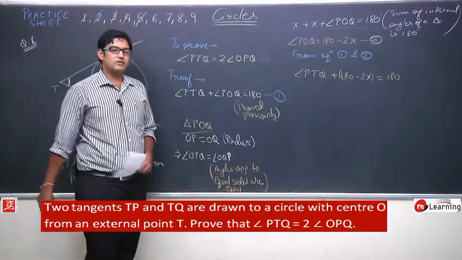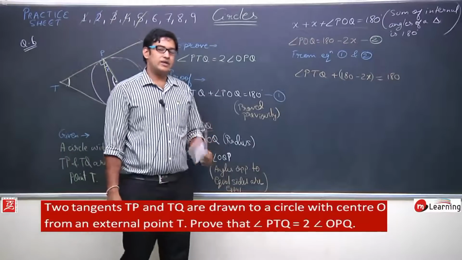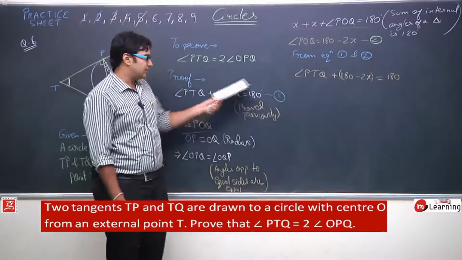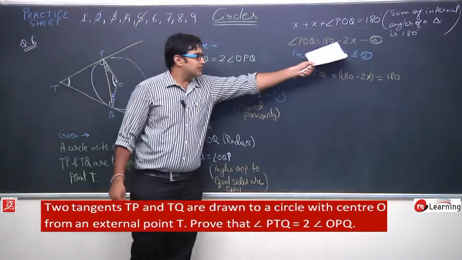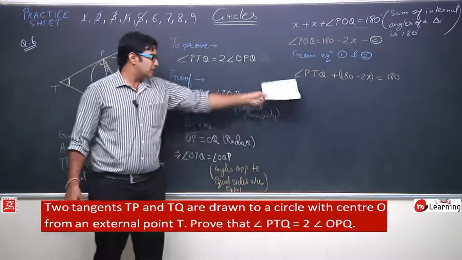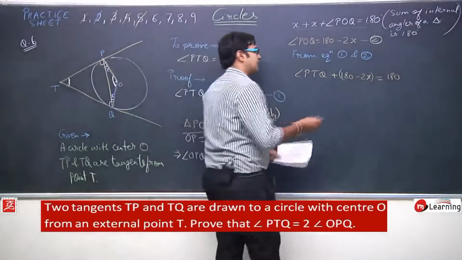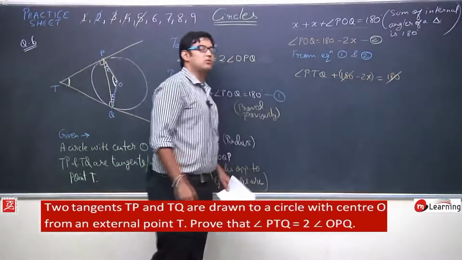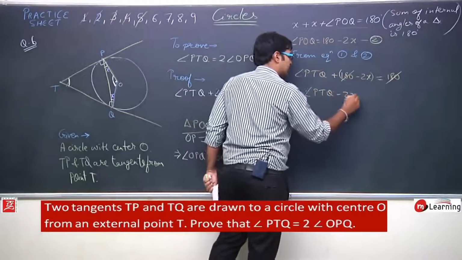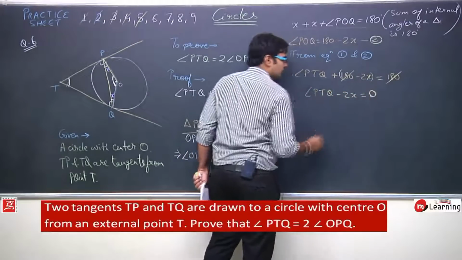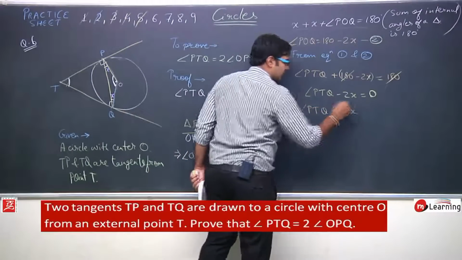Try to observe very, very carefully. I will explain this slowly because in geometry it's very important to recognize each and every concept, each and every step. So this PTQ plus angle POQ, in place of it, 180 minus 2x we have written, and this is equal to 180 degrees. Now from this equation I can cancel 180 from both the sides, and I will get angle PTQ minus 2x is equal to 0, and angle PTQ is equal to 2 times x.